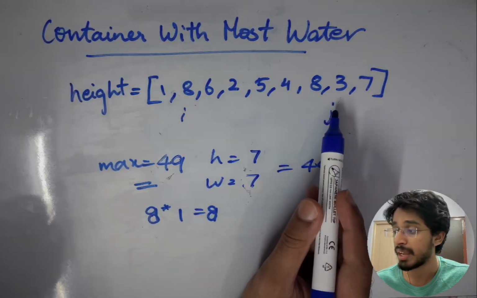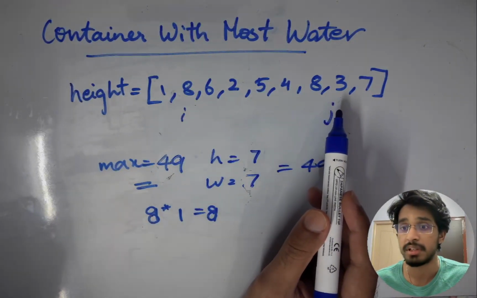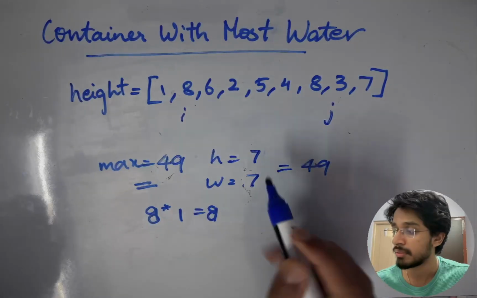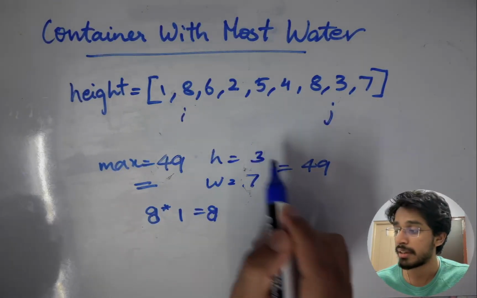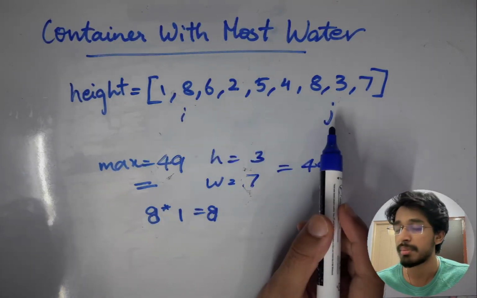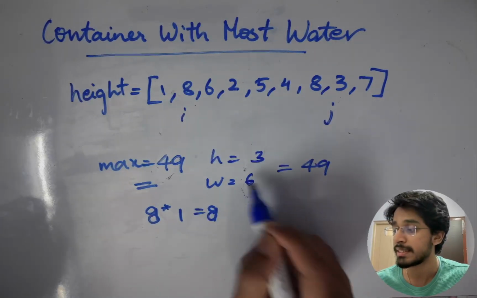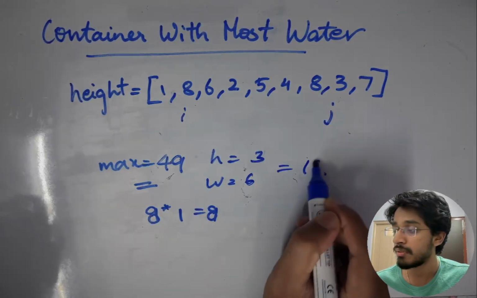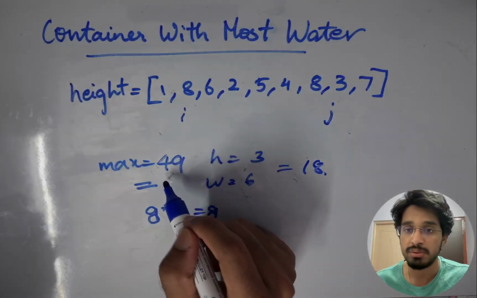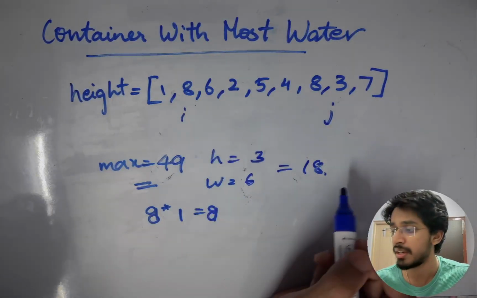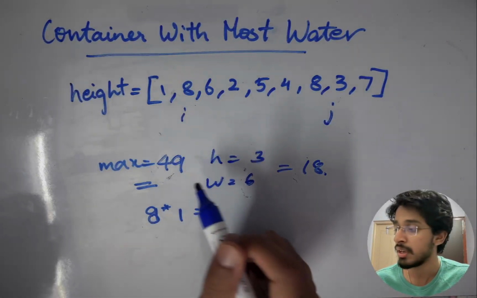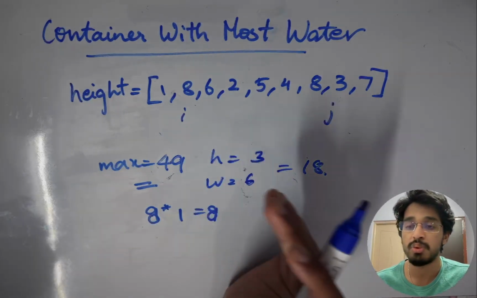So the 8 and 3, which one is the least value? That is 3. Okay, so the height becomes 3, and the width is j minus i. So this time it is 7 minus 1, that is 6. So 6 into 3 is 18, and we check that against the max value. So 49 is greater than 18, so we don't update the value, we go to the next iteration and we keep doing the same thing.